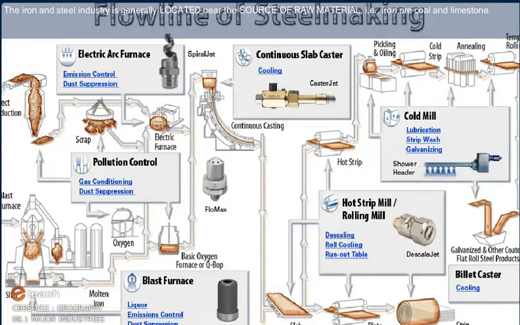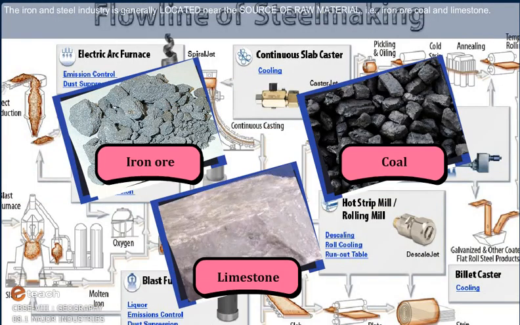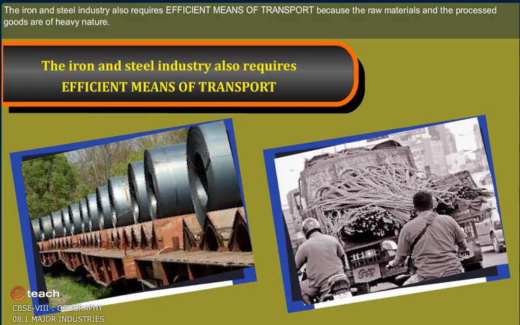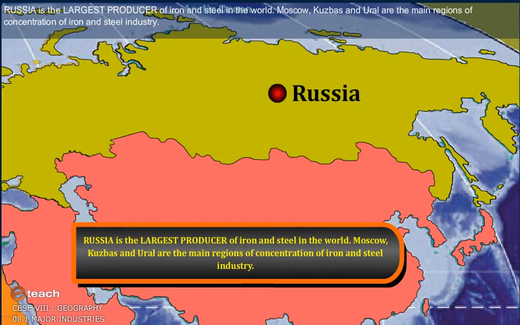The iron and steel industry is generally located near the source of raw material, that is, iron ore, coal, and limestone. The iron and steel industry also requires efficient means of transport because the raw materials and the processed goods are of heavy nature. Russia is the largest producer of iron and steel in the world.